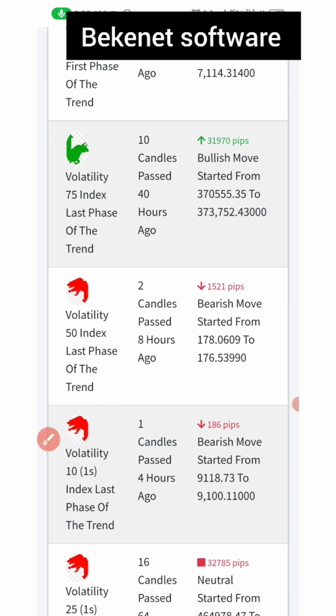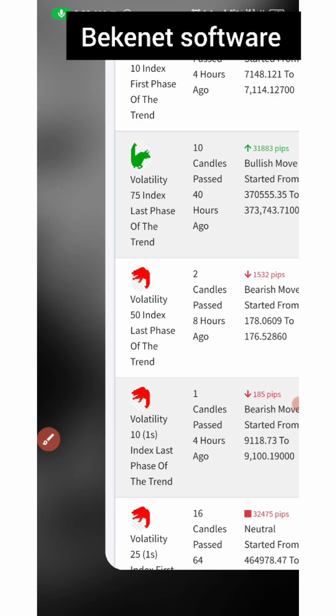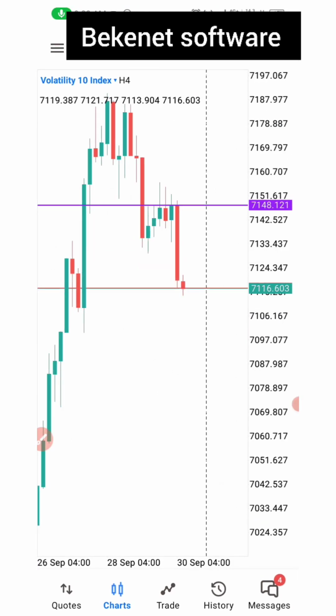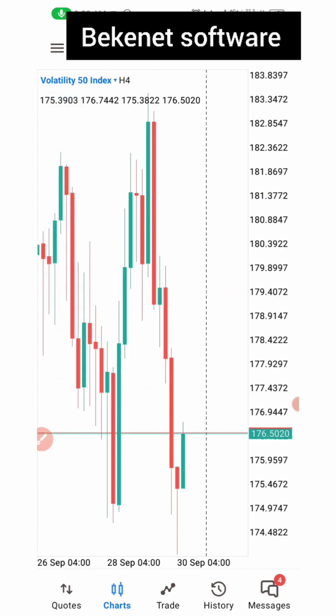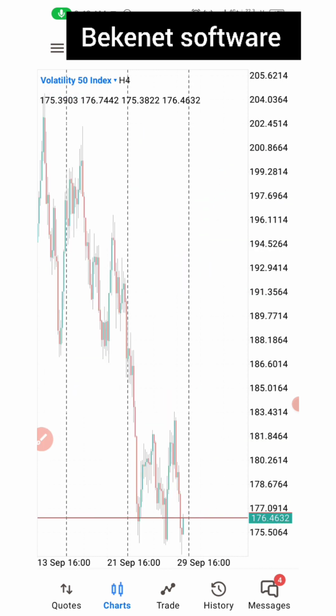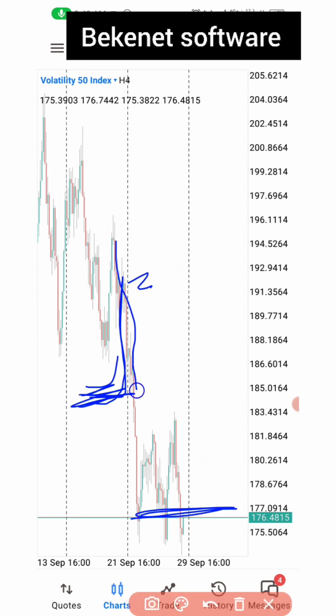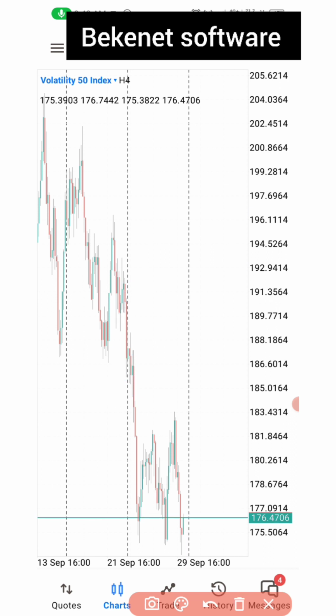You see that this price now is currently at the low. You understand? Okay, volatility 50. Now you can see. Look at it. Price is at the low. Price has already fallen from a bearish move down to this place. So common sense will make you not sell here. We can never sell here. You understand? That's why I always tell you, avoid last phase. Avoid last phase.